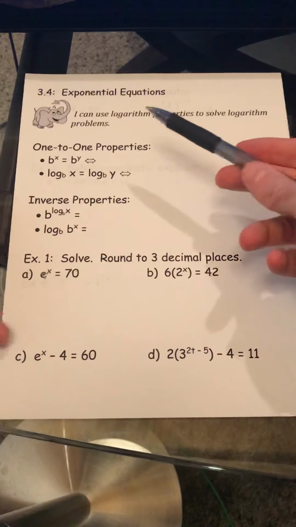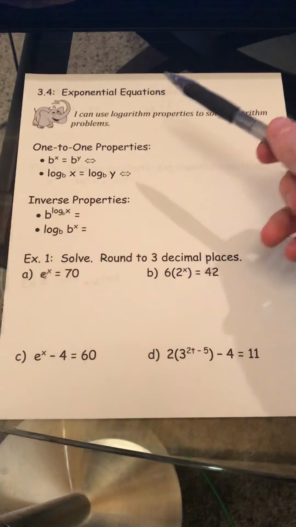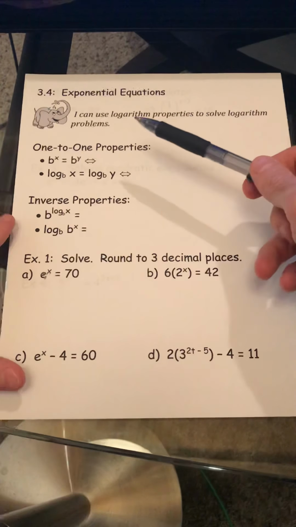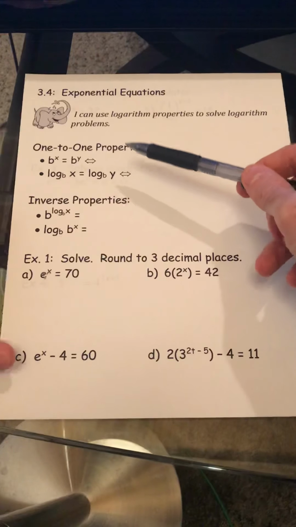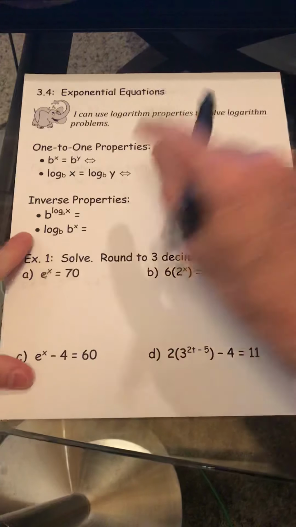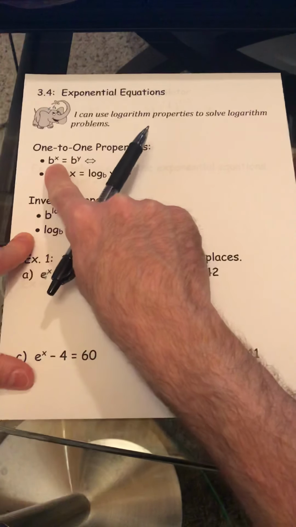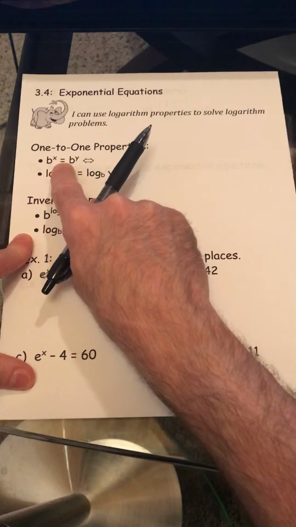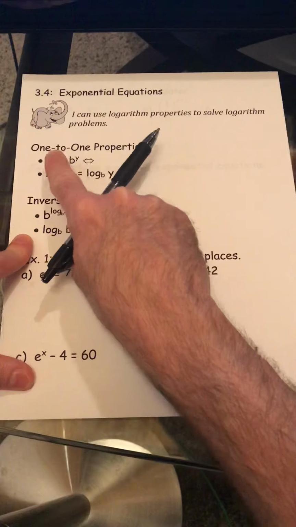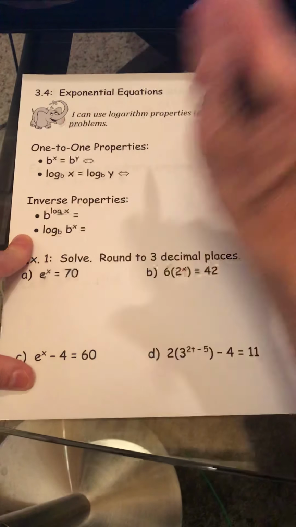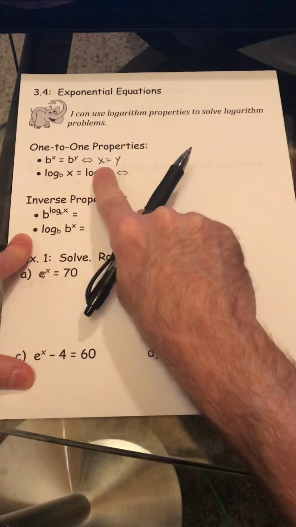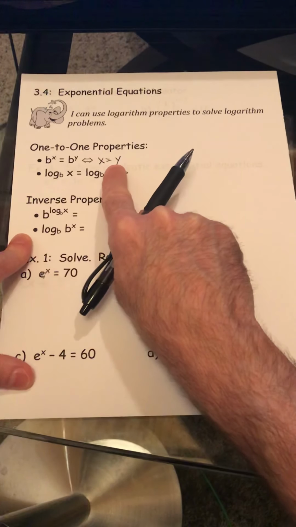As we get started in 3.4, there are a couple of things we're going to go back and remind you of from earlier, maybe in 3.1 or 3.2, when we talked about some general properties. Now, the one-to-one properties. If you have some base b to the x, and that expression equals the same base b to the y power, then as long as the bases are the same, the exponents will form an equality, an equation.